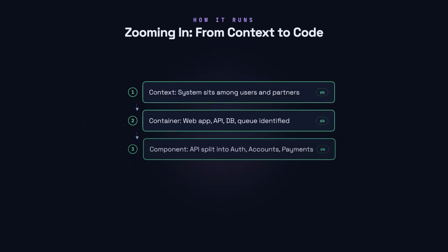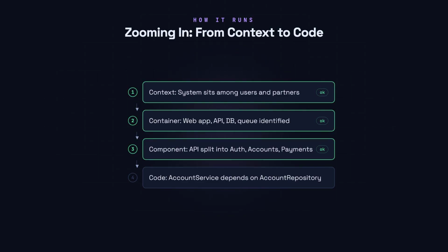The power of C4 is that each level is a deliberate zoom into the previous one. You start at the context level where the system is one box. You zoom into containers to see what is deployed. You pick one container and zoom into its components to see how responsibilities are divided. Finally, if you need it, you zoom into a component to see its classes. Each step adds detail for a narrower, more technical audience, so nobody is forced to wade through information they do not need.